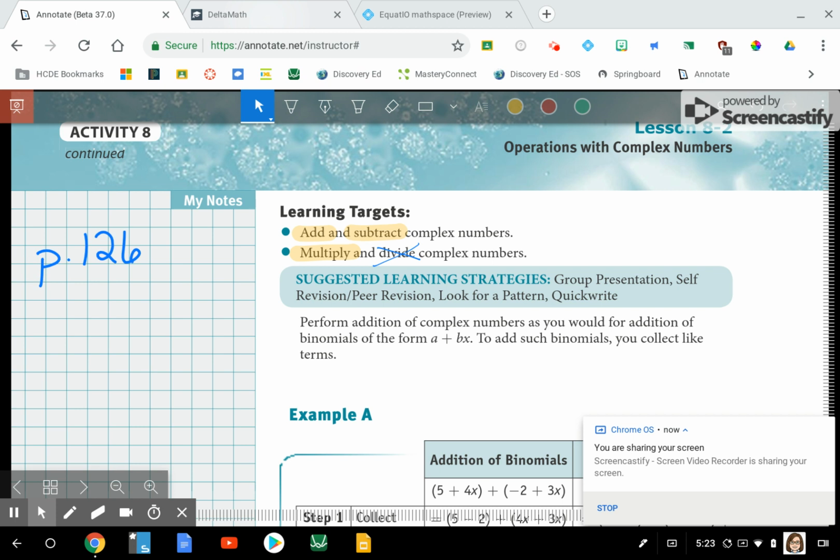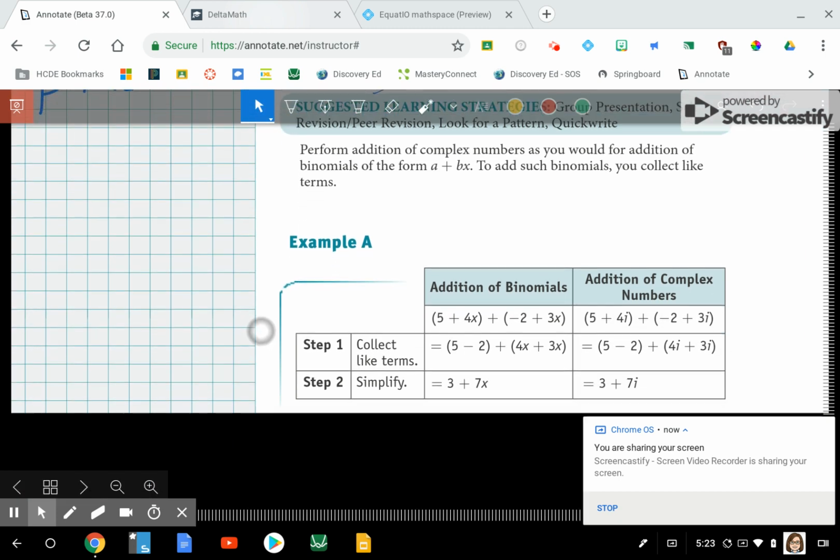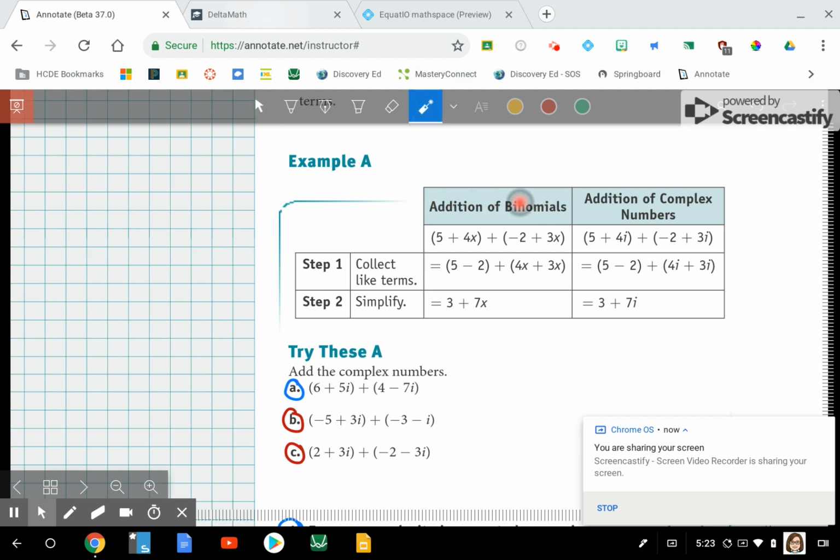So let's just look at adding and subtracting. You may notice when you add and subtract complex numbers, it's very similar to just adding and subtracting with a variable. So like right here, when we are adding these binomials together, notice how we would combine the 5 and the -2, the real numbers, and we would combine the 4x and then the 3x, these two terms with variables. So our answer would be 3 plus 7x.